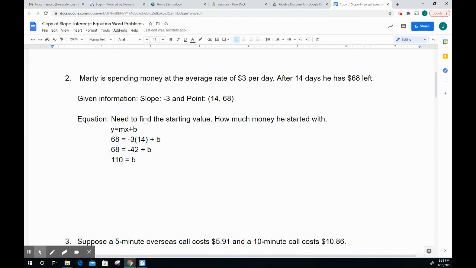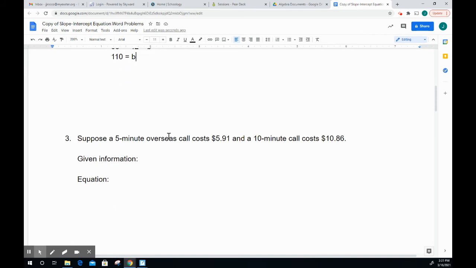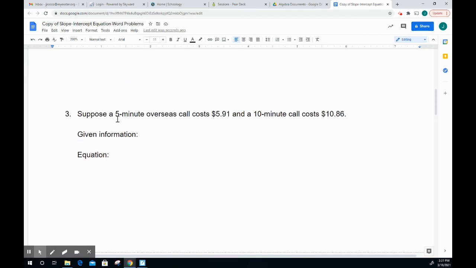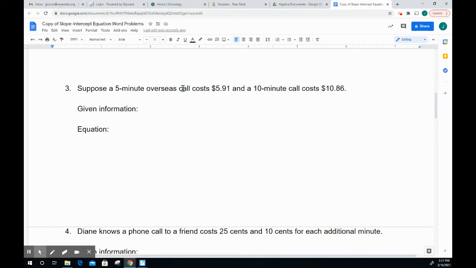All right, cool. Last one. For number 3, it says, suppose a 5-minute overseas call costs $5.91 and a 10-minute call costs $10.86. So right here, even though it's all one sentence, there's like this split in the sentence, right? There's 5 minutes at $5.91. And then it splits to another piece of information. 10-minute call costs $10.86.